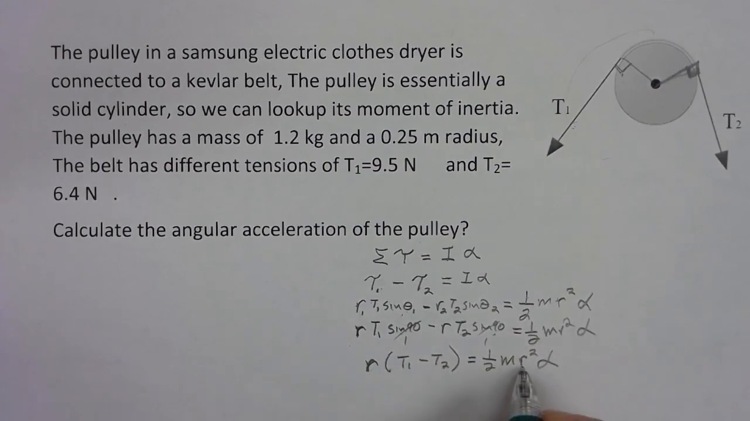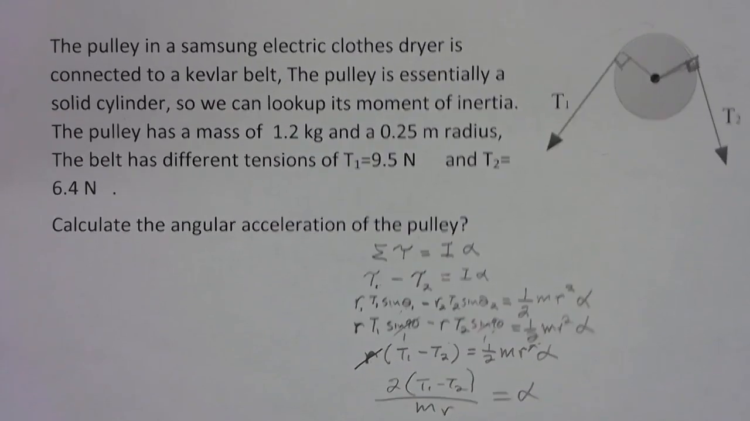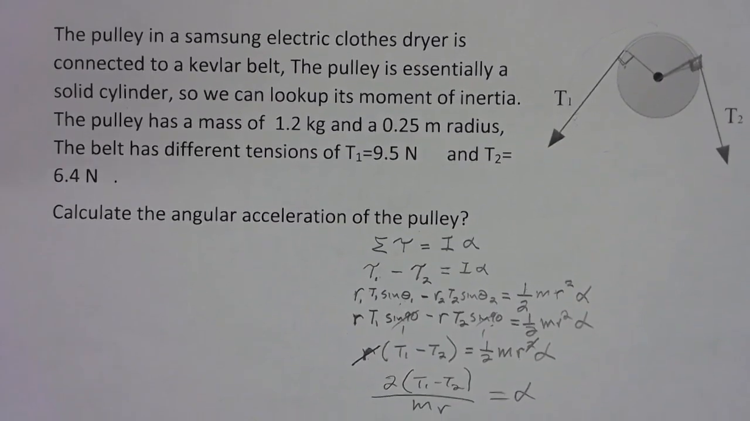There's one r over here and another over there, so we can divide both sides by r. That r goes away, and this one reduces to just that. If we continue with our symbolic solution, we multiply both sides by 2, and divide by m and r, and we get 2 times T1 minus T2 over m r equals alpha. Now we can plug in all those numbers.